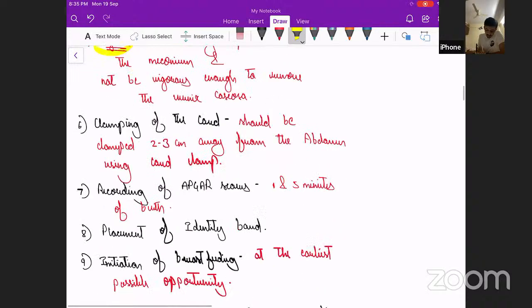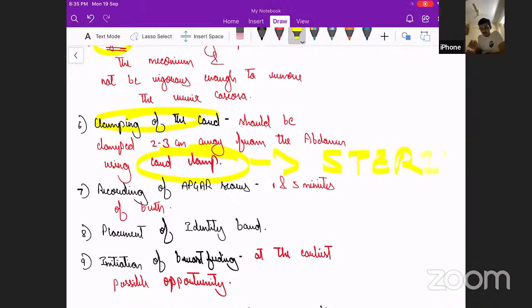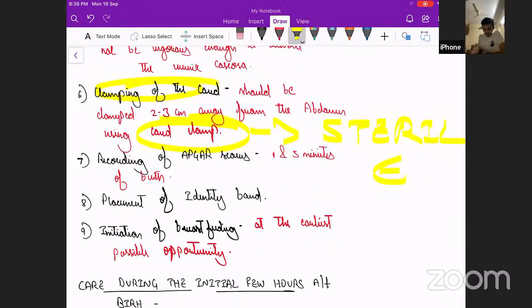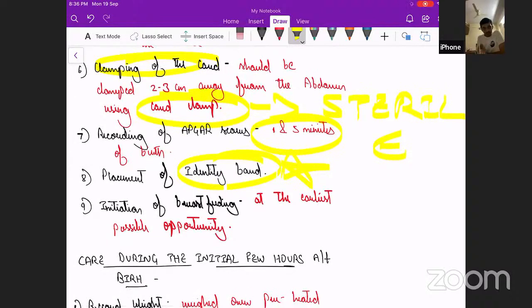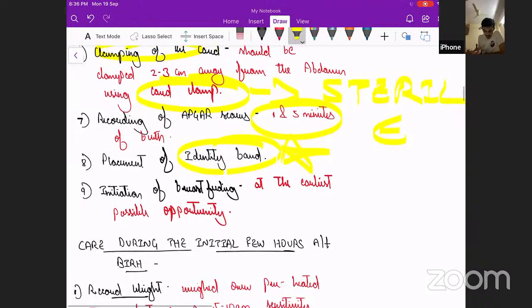Next is clamping of the cord. This should be done around 2 to 3 centimeters away from the abdomen using a cord clamp, and this cord clamp needs to be sterile. Again, we'll have to maintain asepsis. Next, we'll have to record Apgar scores, 1 and 5 minutes Apgar score. If not normal, then we'll have to go ahead and record 10, 15, and 20 minutes as well. Next is we'll have to place an identity band. Especially in a busy setup, this becomes very important. We'll have to show to the mother the gender of the child, and place the identity band.